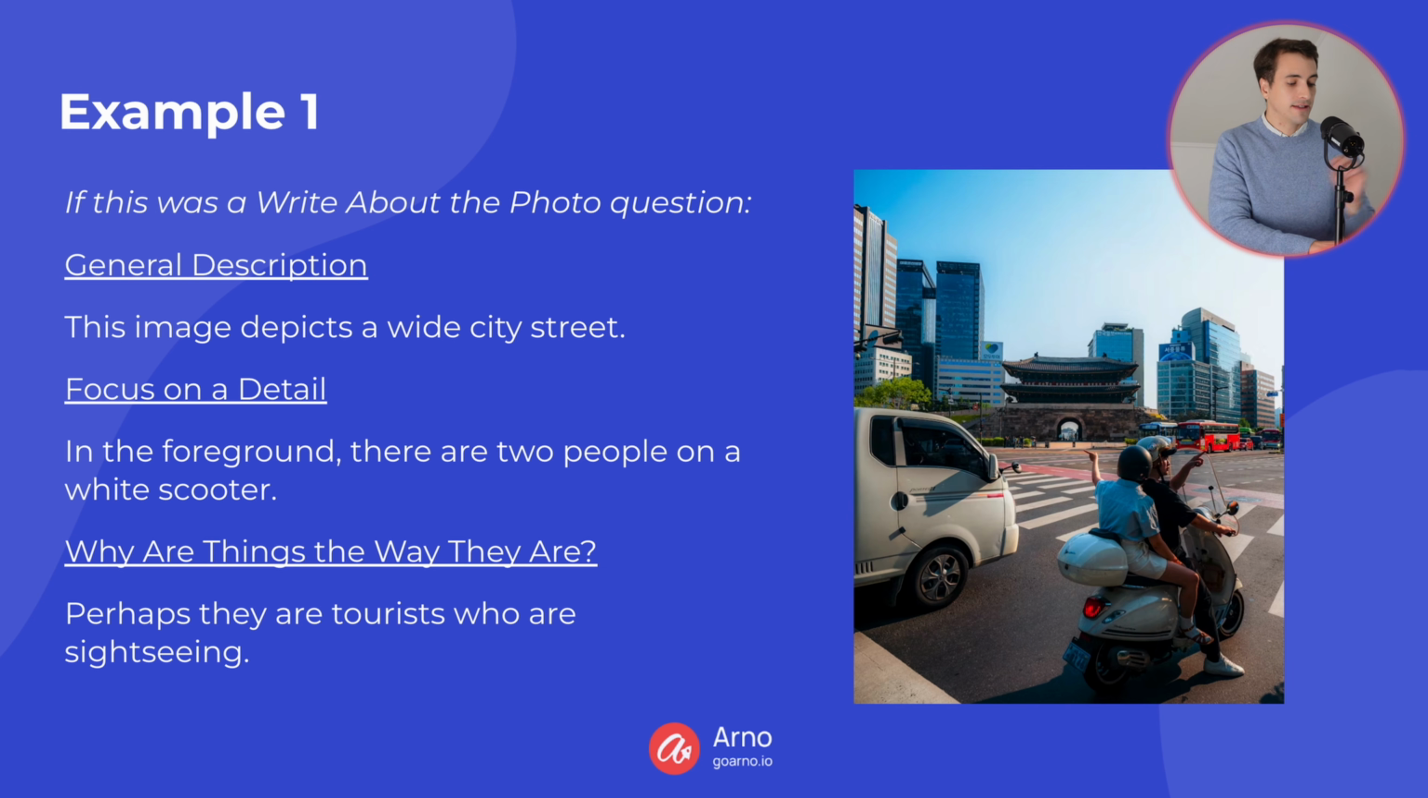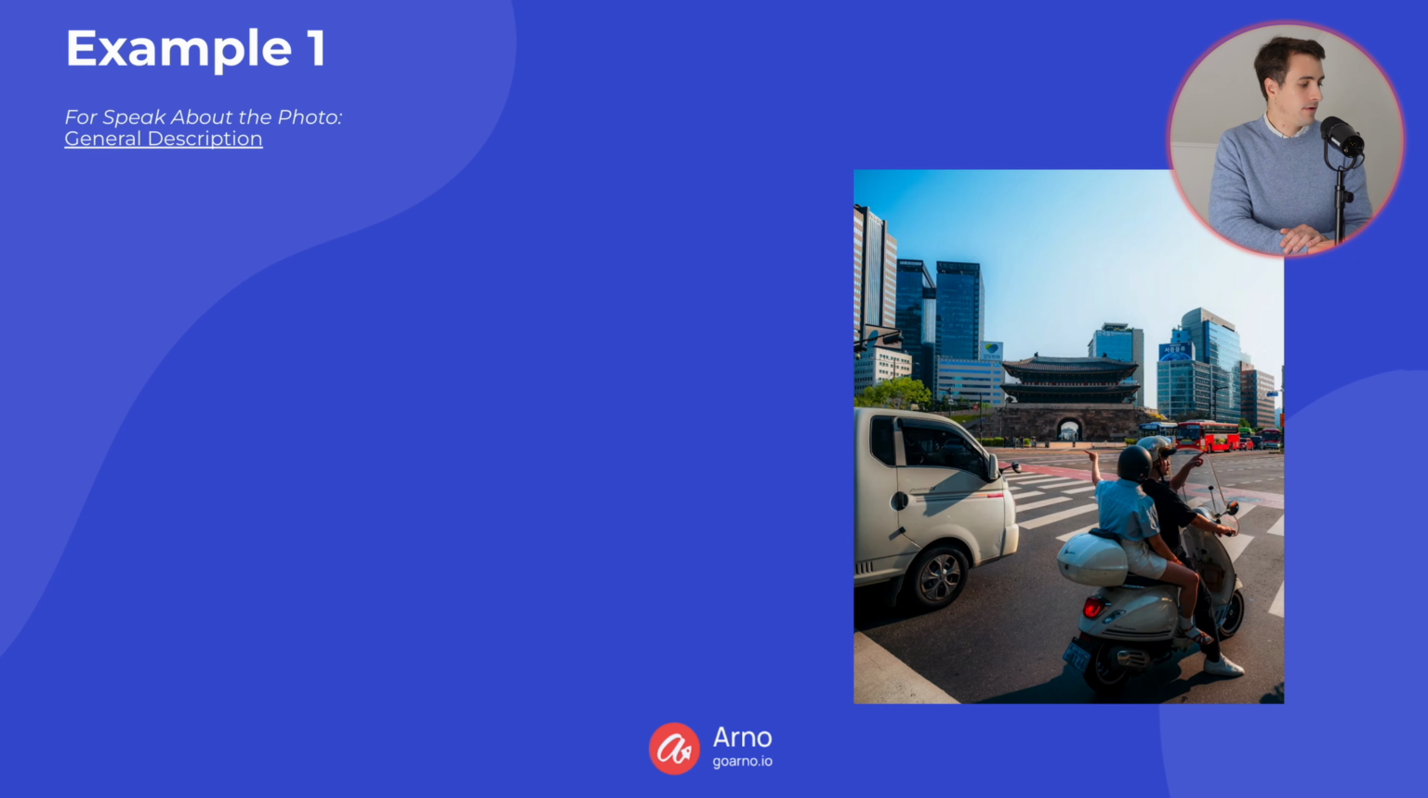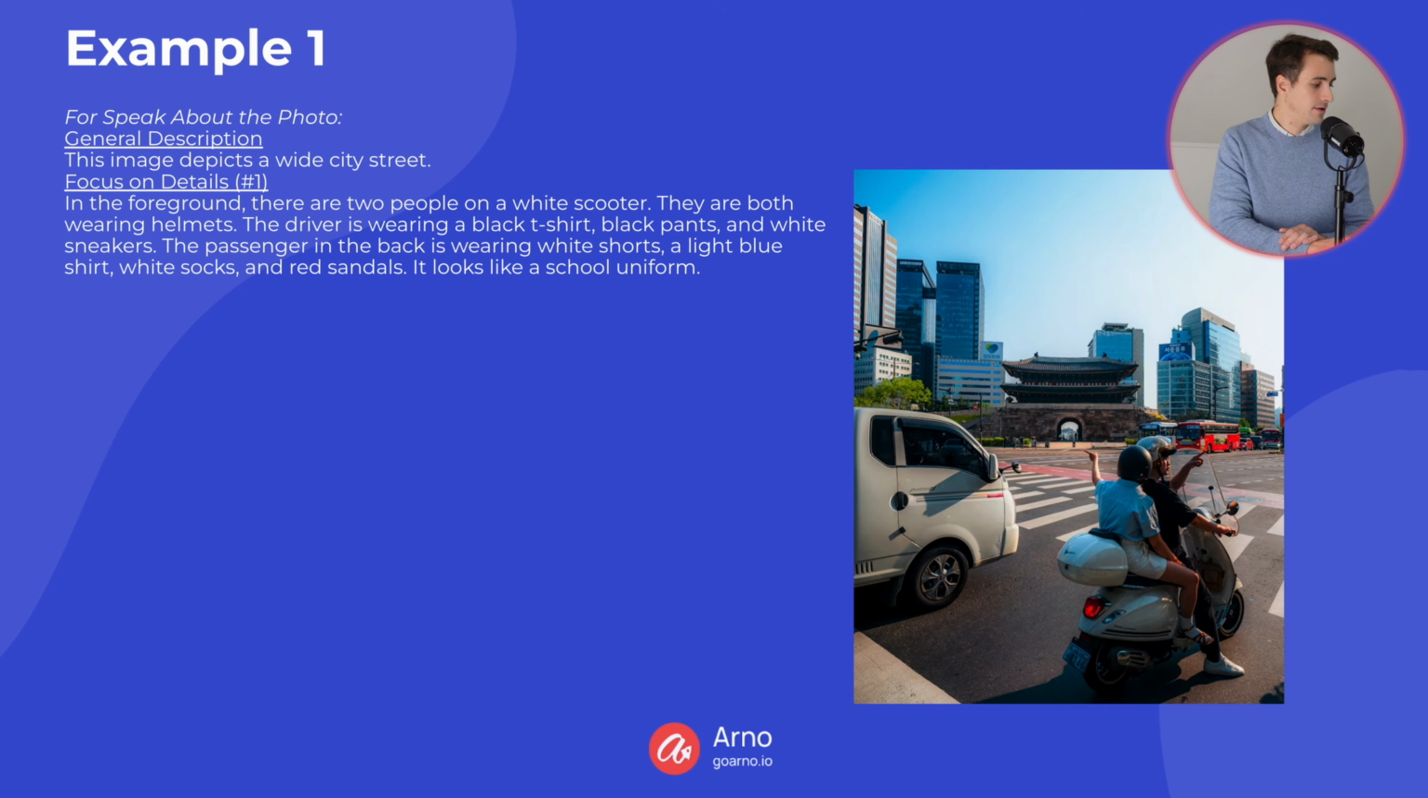Now, let's say that this image was shown to you for the Speak About the Photo question. Here's how your response would be different. You would still start with that general description. This image depicts a wide city street. Then, you're going to focus on some details. In the foreground, there are 2 people on a white scooter.